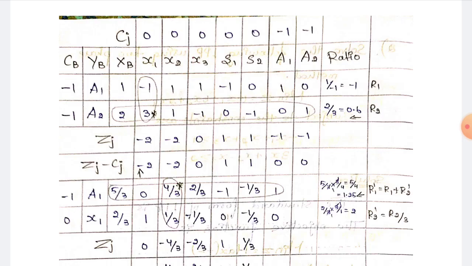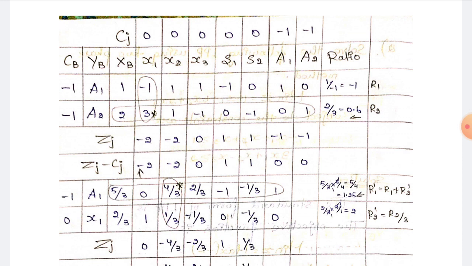For the ratio, you divide the XB column by the key column. 1 divided by minus 1 is a negative value. 2 divided by 3 is 0.6. Negative means we have to omit it. So we have this one positive value, 0.6, and you obviously choose that one. That is your key row. The intersection element is 3. So A2 is the leaving variable and X1 is the entering variable.